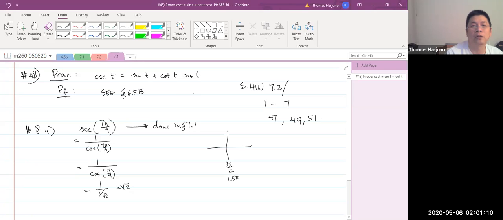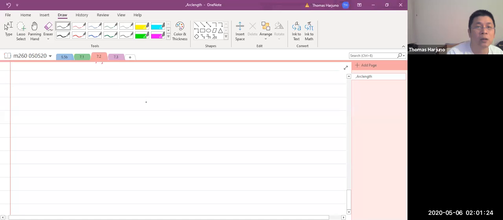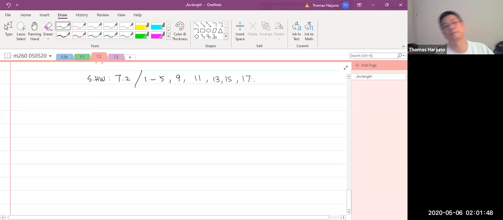Okay, for 7.2, your suggested homework is really just to train yourself using the formula: 1 to number 5, number 9, 11, 13, 15, 17. That should be good enough.